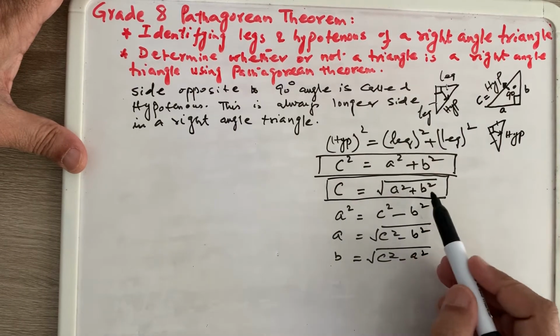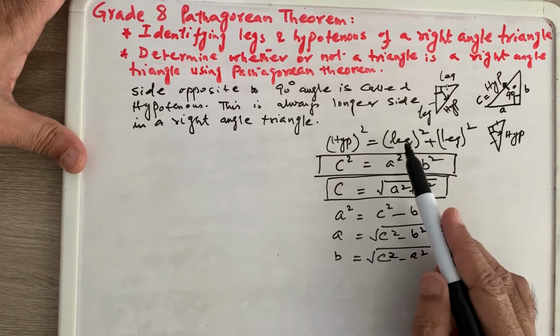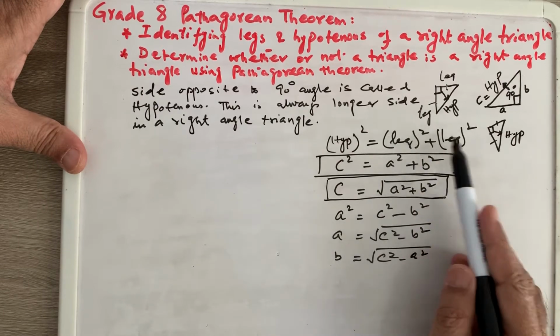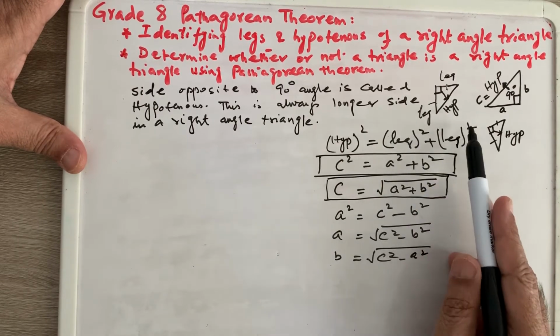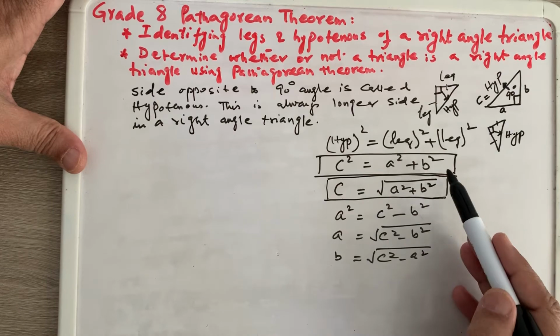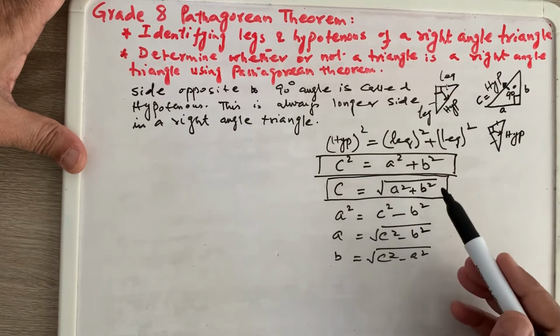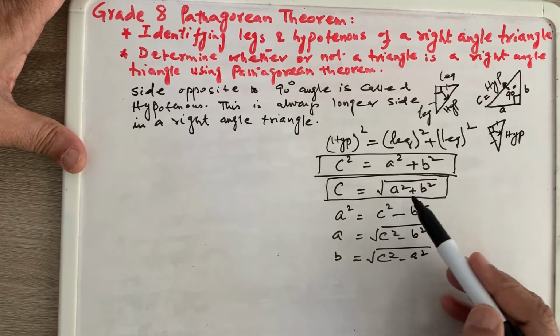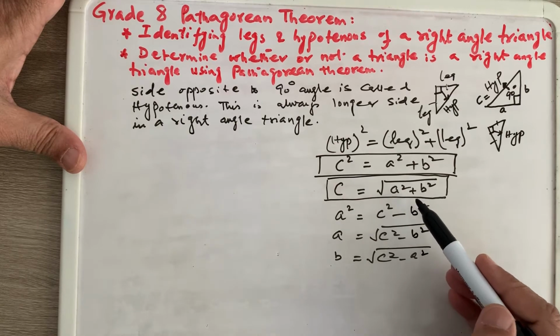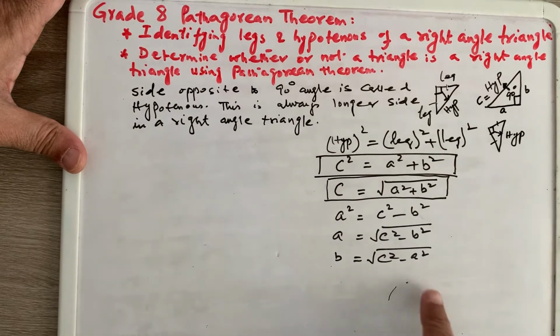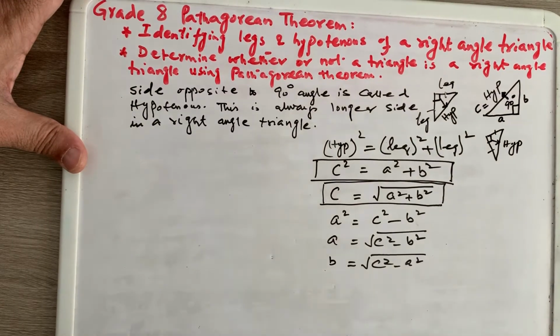Add them. So the sum of the two other sides, the square of the sum of the two other sides. So leg square plus leg square. So a square plus b square, and we have to take later the square root of that summation, right? So this way we can calculate any side.